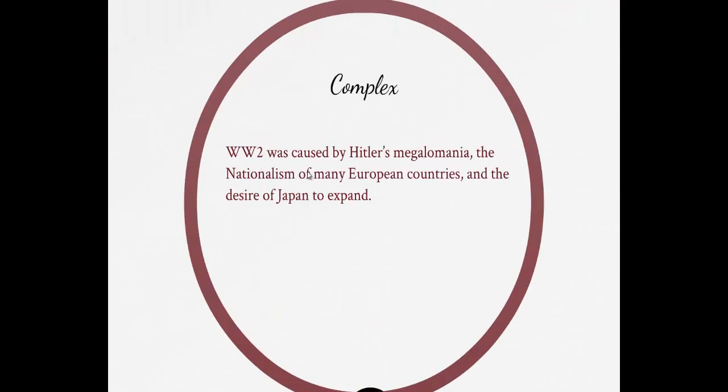So let's look at another kind of traditional thesis statement, one that's a little more complex. World War II was caused by Hitler's megalomania, the nationalism of many European countries, and the desire of Japan to expand. So you can see we still have 3 supporting points for our main idea of the causes of World War II, but there's a little more information with each point. We've expanded on it a little bit instead of a simple list.